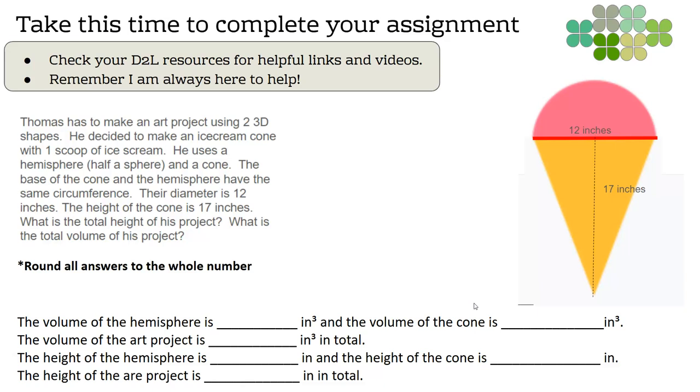You're going to round all of your answers to the whole number, and you're going to use these sentence starters. The volume of the hemisphere is blank. The volume of the cone is blank. The volume of the art project is, the height of the hemisphere is, the height of the cone is. The height of the art project in total is.